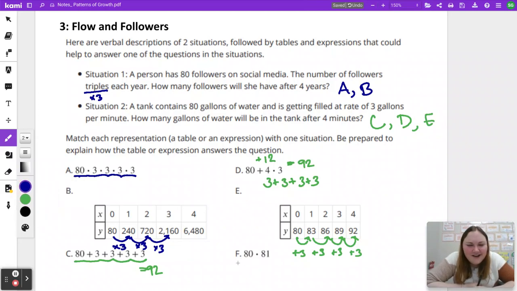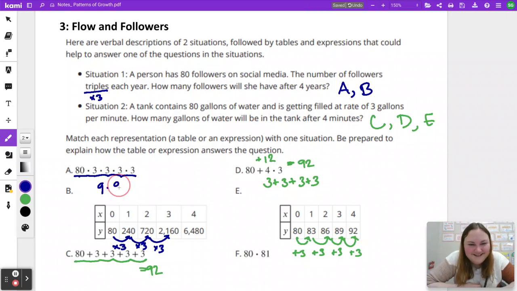F is a little odd. It's 80 times 81, and you might have looked at that first and been like, well, where did 81 come from? But if we look at A or B, it could prove helpful, especially A. Remember, A we said was 80 times 3 times 3 times 3 times 3. We said that went with this first situation. I'm noticing the 80 is the same, but instead of all those multiplying by 3s, I have an 81. Any idea where that 81 came from? Well, if you multiply 3 times 3 times 3 times 3, 3 times 3 I know is 9. I could also multiply these 3s together.